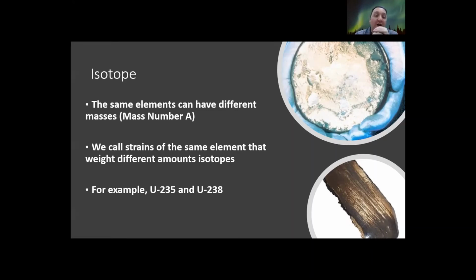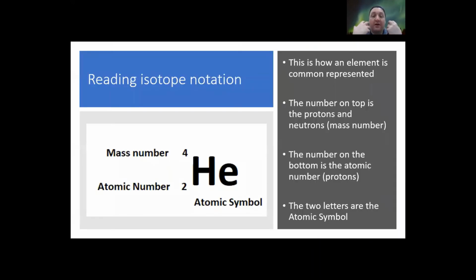For example, on top is uranium-235 and on the bottom is uranium-238. The stuff up top explodes. The stuff on the bottom is much less dangerous, and it's quite a bit heavier too. This is called isotope notation, also sometimes called AZN notation.